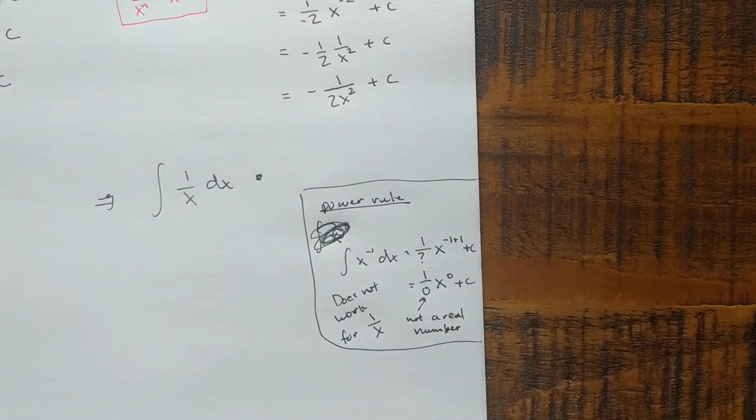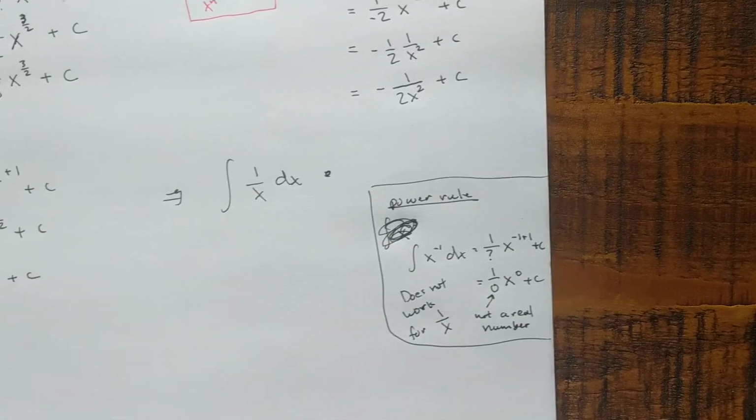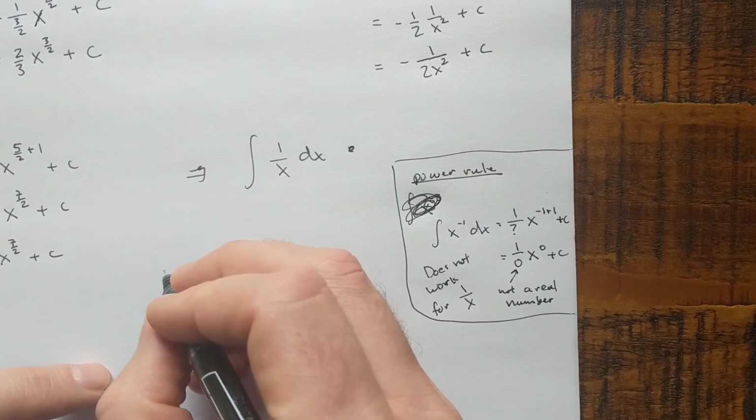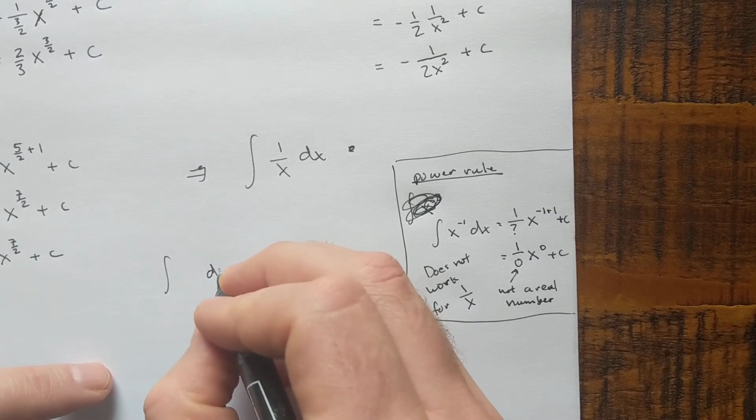But just for 1 over x, this is the only time the power rule is going to fail for us. So what do we do instead? Remember, we should already know what this is from calculus.